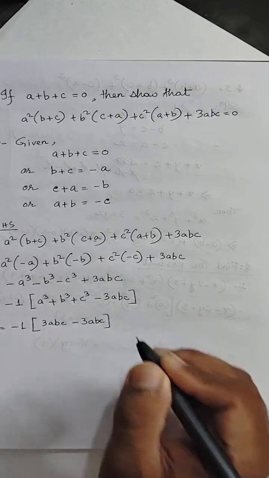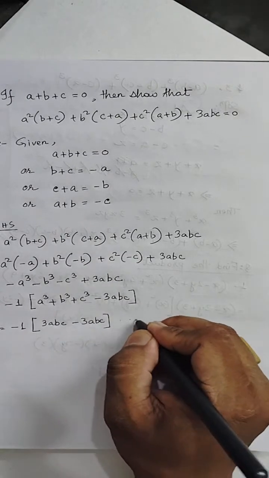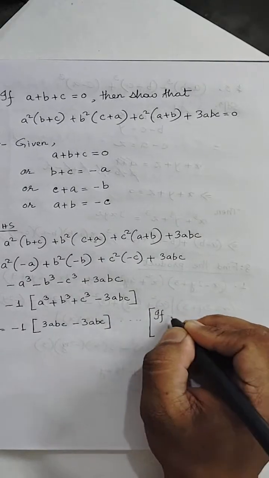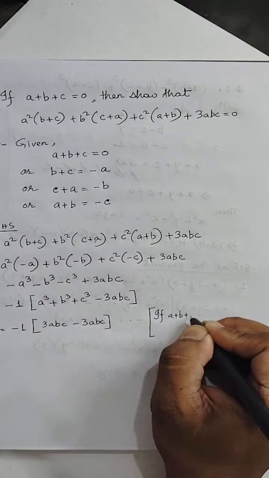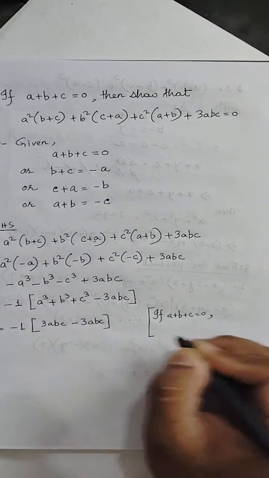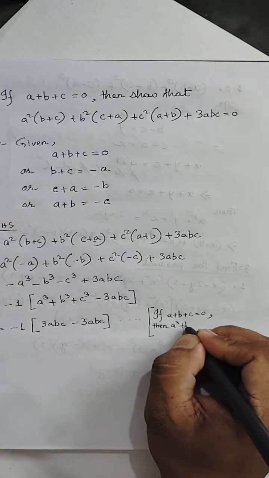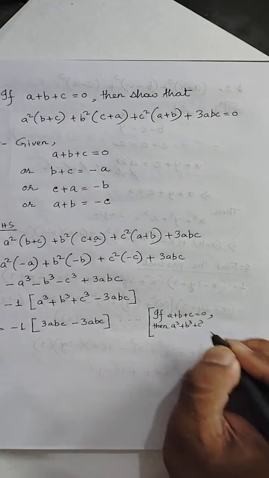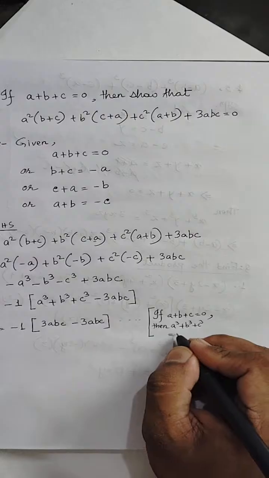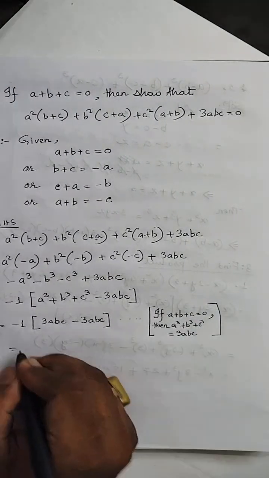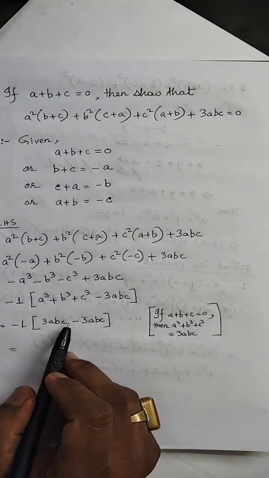I will just write the property here: if a plus b plus c equals 0, then a cube plus b cube plus c cube is equal to 3abc. So 3abc and minus 3abc.